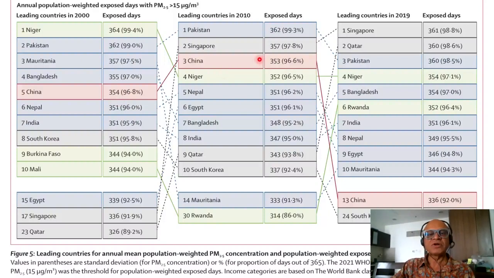It went up to number 3 with 353 exposed days. We know that concentration went up. Then it has dropped to number 13, but the drop in number of exposed days is not significant. It's still at 336. If you look at India in 2000, it was at number 7 with 351 exposed days, and it went up to here, down to number 8, and then it's at number 7 by 2019 with 351 days, just as it started in 2000. So no improvements as such.